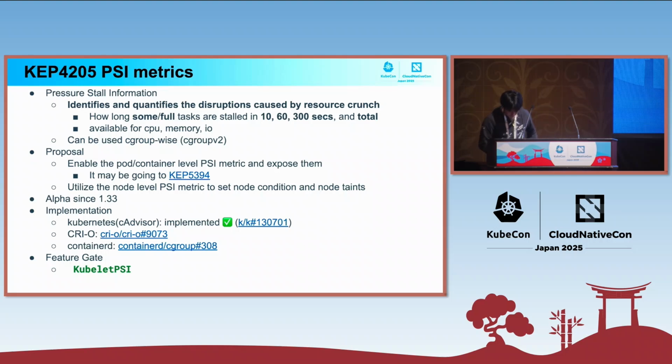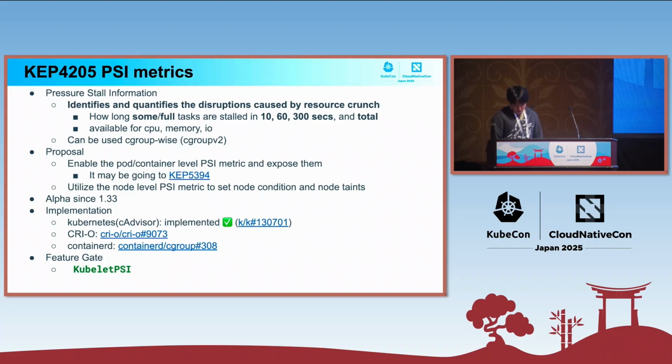Okay, where was I. PSI metrics. It measures how much time processes are waiting for CPU, memory, and I/O in the time frame of 10, 60, 300 seconds, and accumulated total. This data helps identify performance bottlenecks and optimize resource allocations. The key advantage is that PSI can be used on a per cgroup basis with cgroup v2. This means we can get granular insights into resource contention at both the pod and node level.